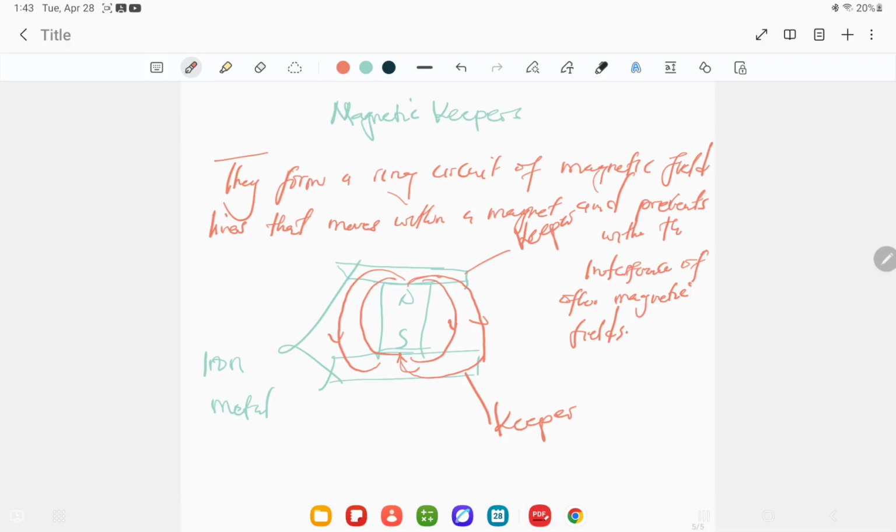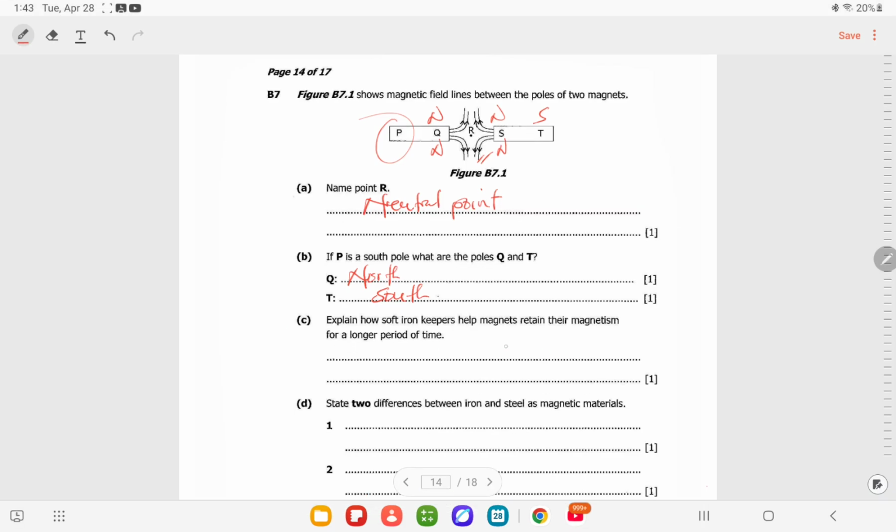All right, so we have now to state two differences between iron and steel as magnetic materials. The difference between iron and steel as magnetic materials, number one, we need to understand that iron is easily magnetized than steel.